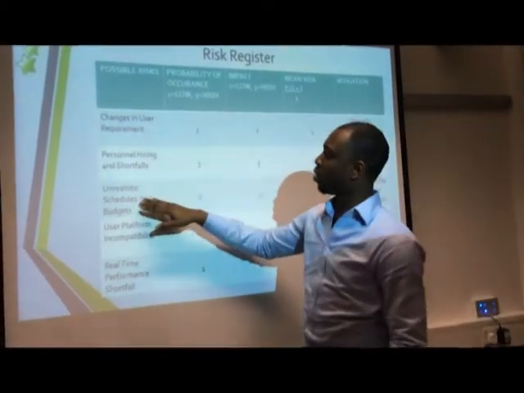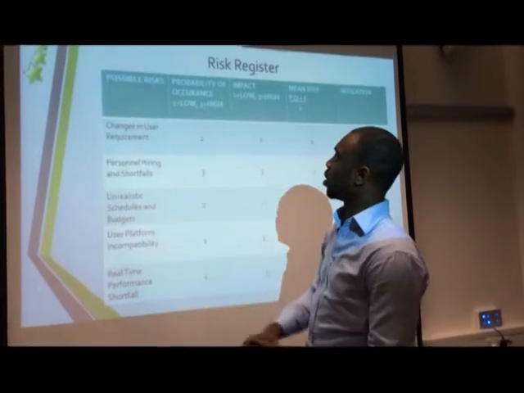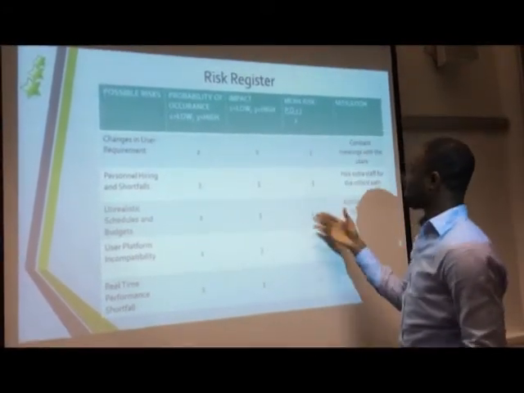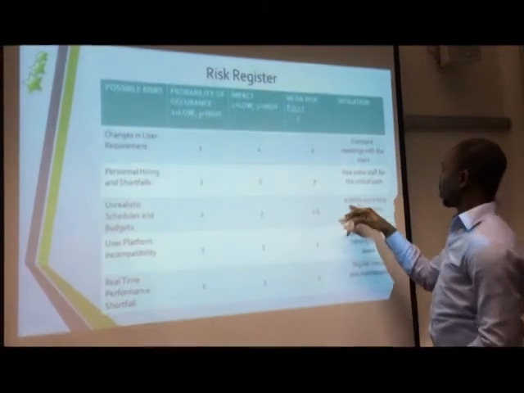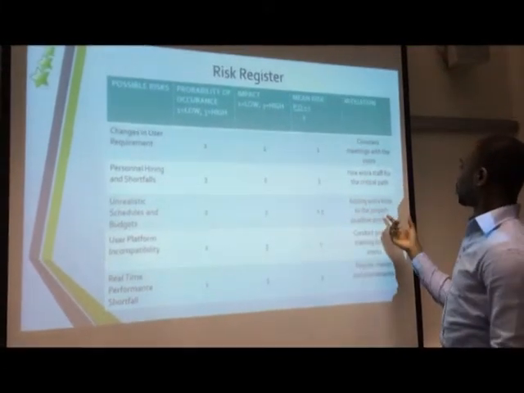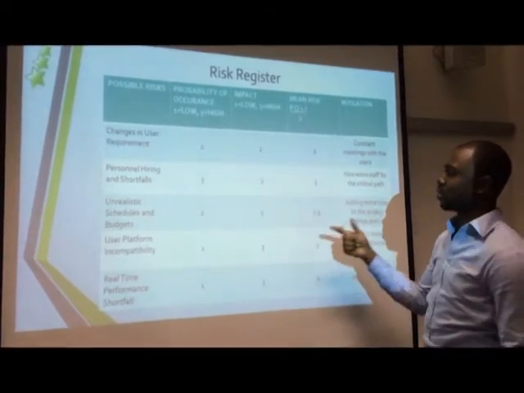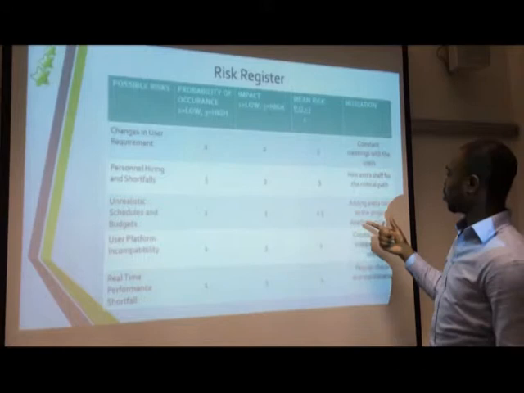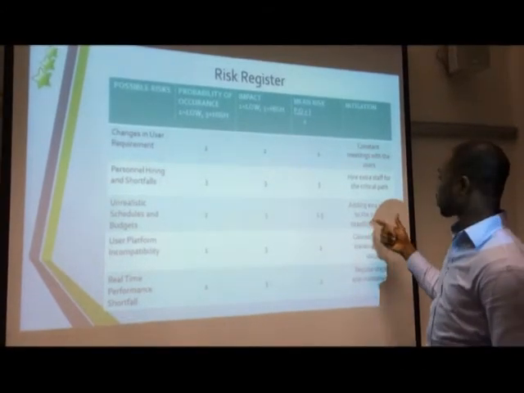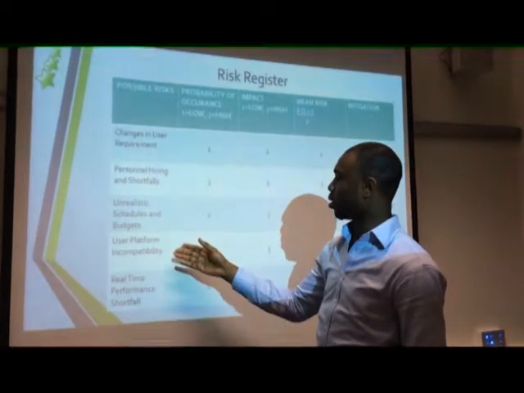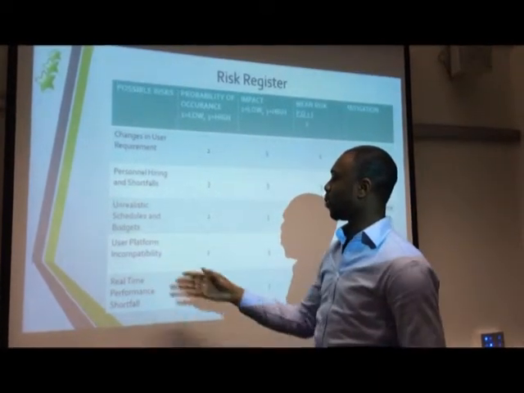The next risk is unrealistic schedules and budgets. Probability of occurrence is 2, the impact is 3, and the mean risk is 2.5, which is medium. To mitigate this, we add extra time to the project deadline and cost. When you're scheduling, you add extra time to the client's schedule.